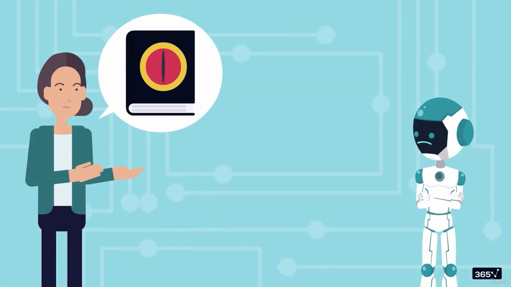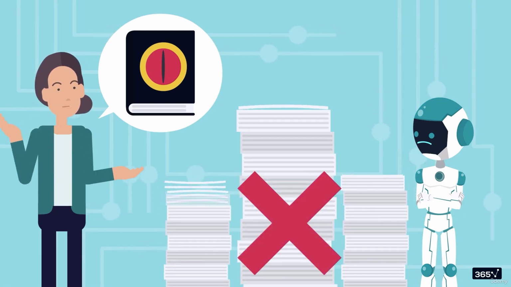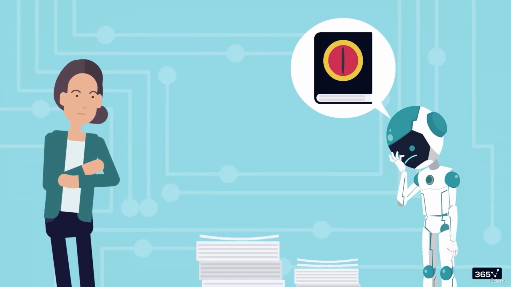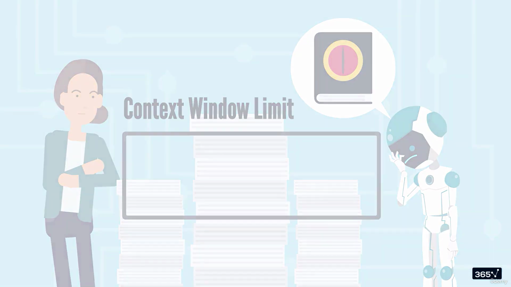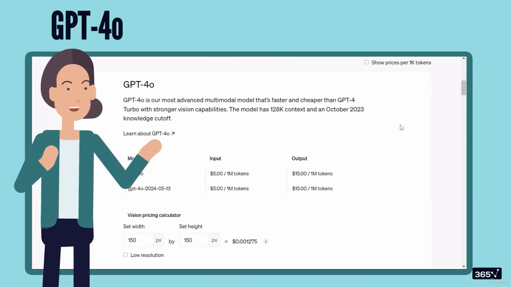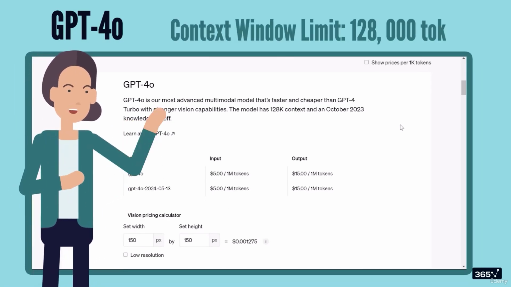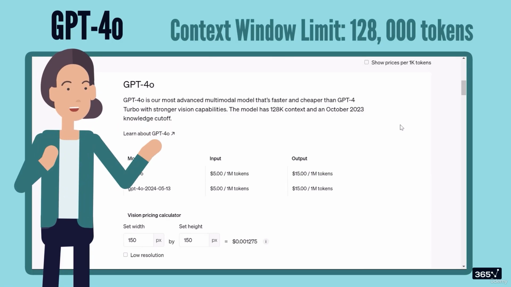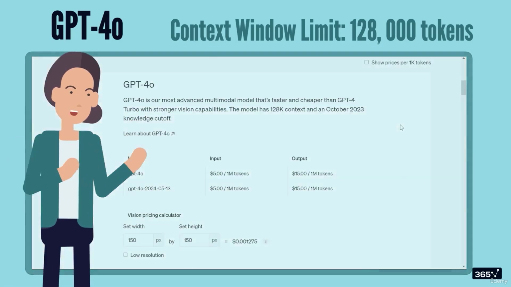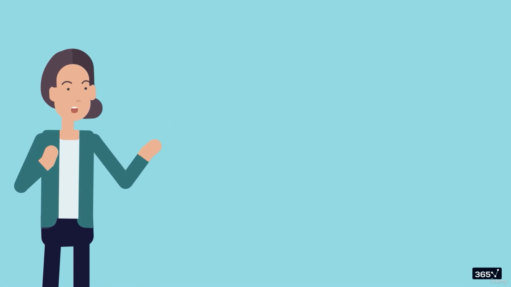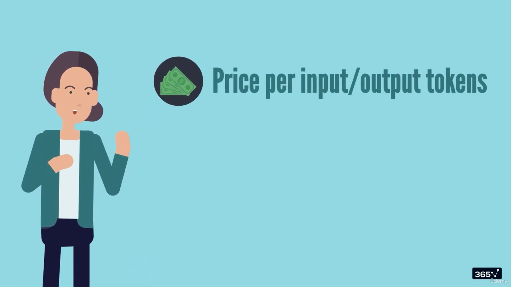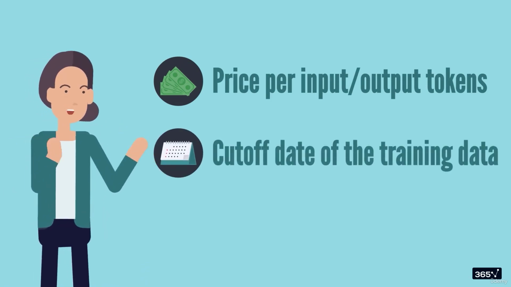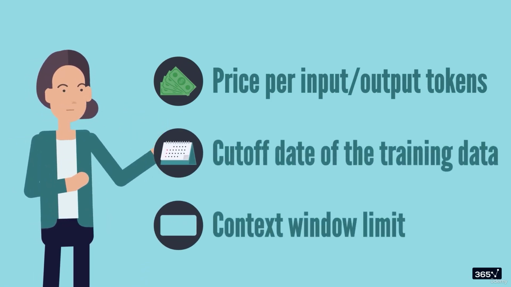Let me insert an important remark here. We cannot prompt something as big as the Lord of the Rings novel into a language model, nor should we expect it to return a response of the same length, because each model has a certain context window limit. In the case of the GPT-4o model, we were limited to a context window as large as 128,000 tokens, shared between input and output tokens. So, to sum it up, there are a few points to consider when choosing the suitable language model for your project: the price per input and output tokens, the cutoff date of the training data, and the context window limit.